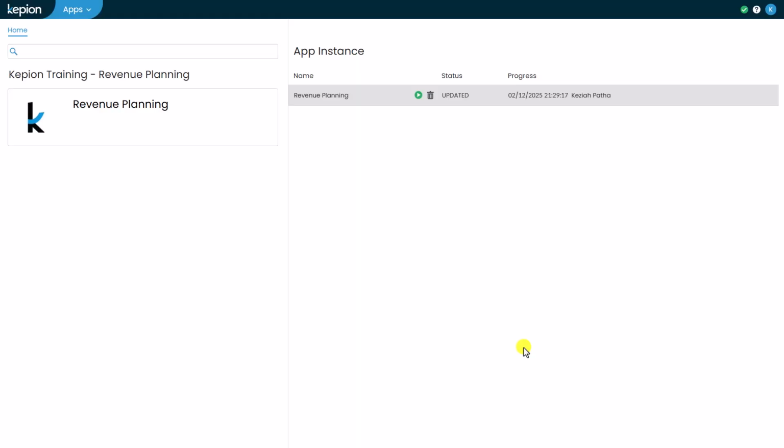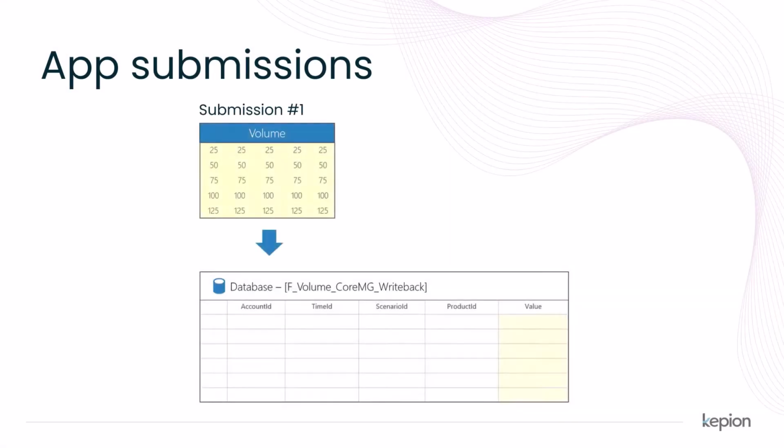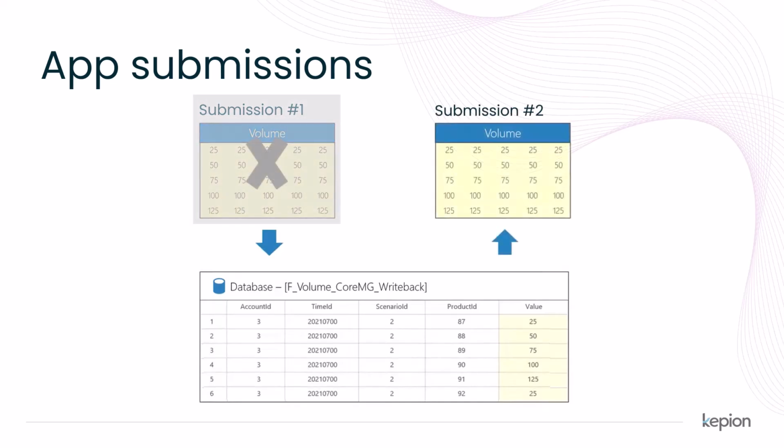In the Apps page, we can resume our submission here or delete it. It's important to understand that even if we deleted the submission, it wouldn't delete the numbers we entered. In Kepion, all users are reading and writing from the same database. When we create a submission and post our data, the values get sent to that database. Deleting the submission or creating a new one doesn't affect those values.